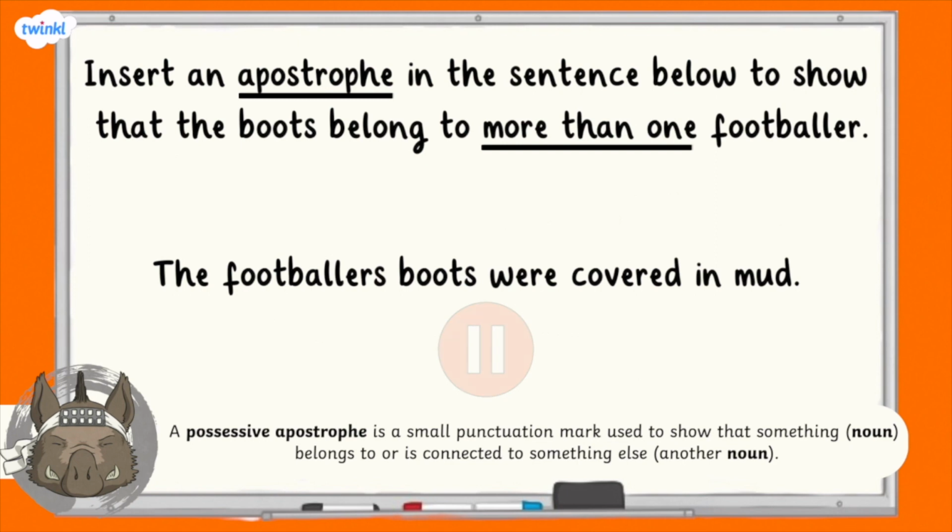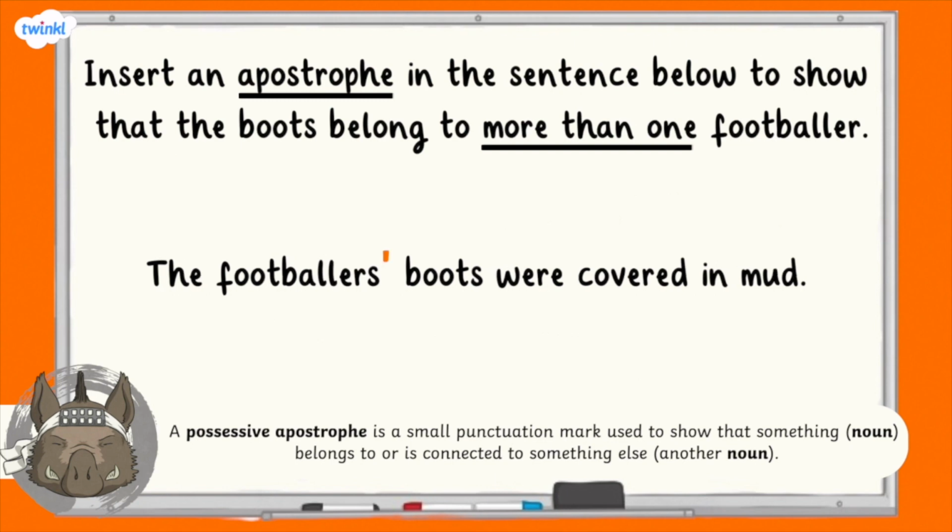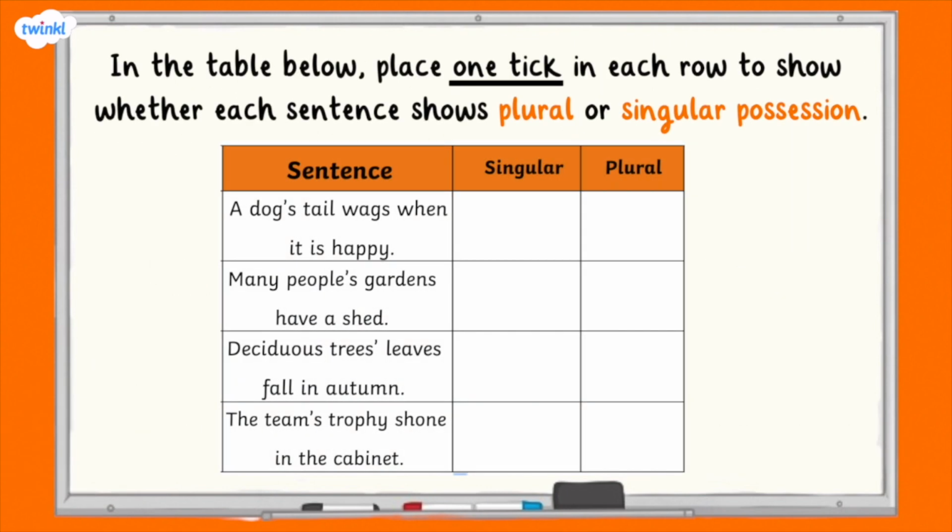Are you ready? To make sure the boots belong to more than one footballer, we place the apostrophe after the S like this. Well done if you got that one correct. Hoo-yah! Now it's time for one more question.